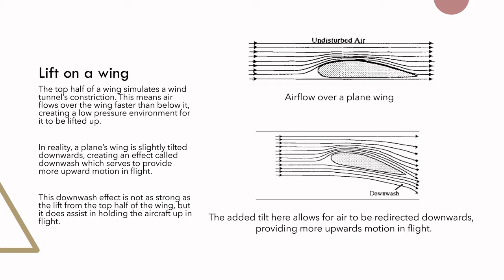Now you can see here that the top half of a wing simulates a wind tunnel's constriction, just like your pieces of paper. This means that the air flows over the wing faster than it does below it, creating a low pressure area over the wing for it to be lifted up into.